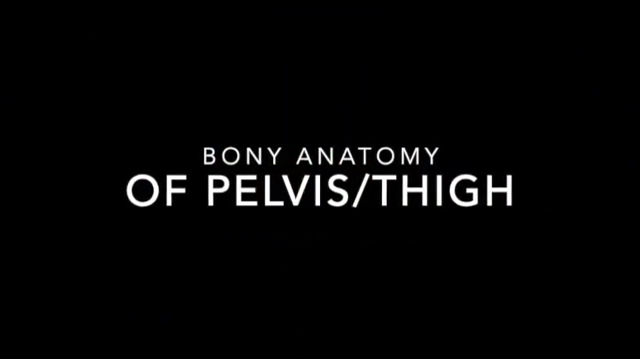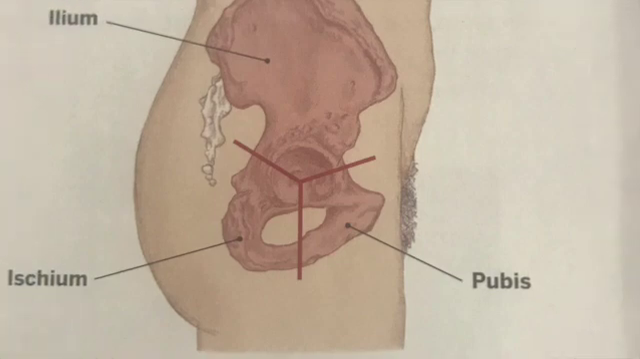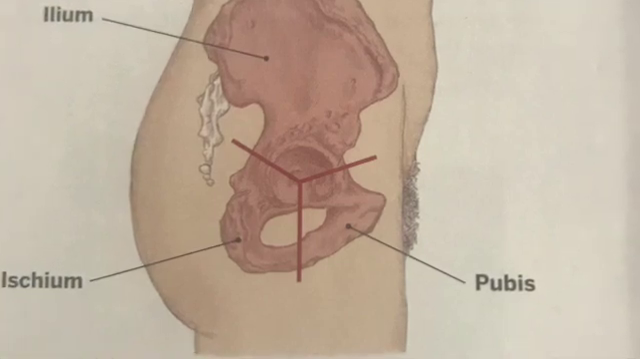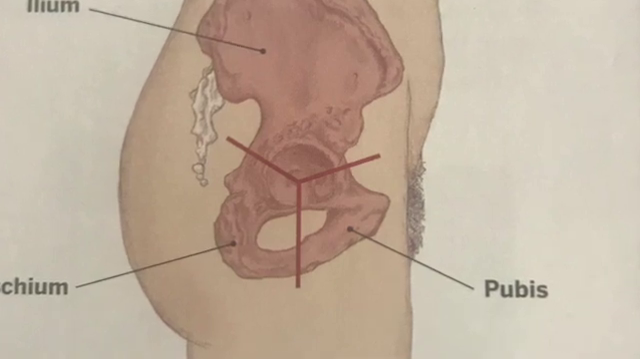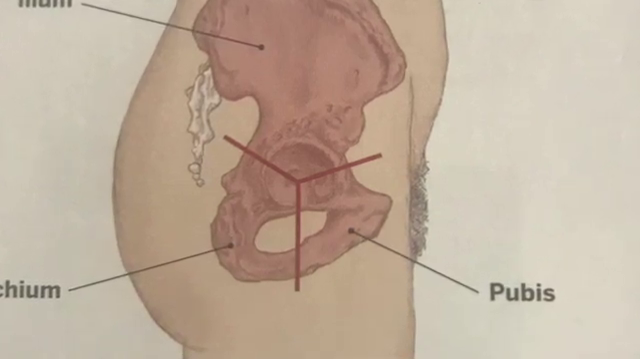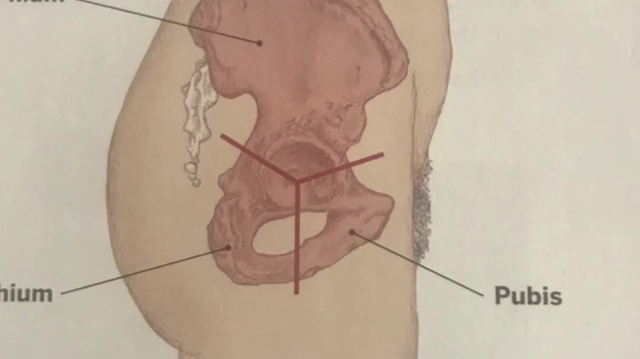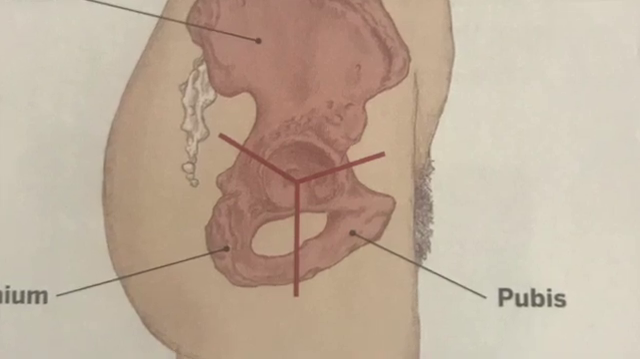The bony makeup of the hip is pretty simple. There are 3 bones that make up the hip. The first one is the ilium. This is located posteriorly and is superficial to the ischium and pubis. The next bone is the ischium. This is located posteriorly. The last bone that makes up the hip is the pubis. This bone is located anteriorly.